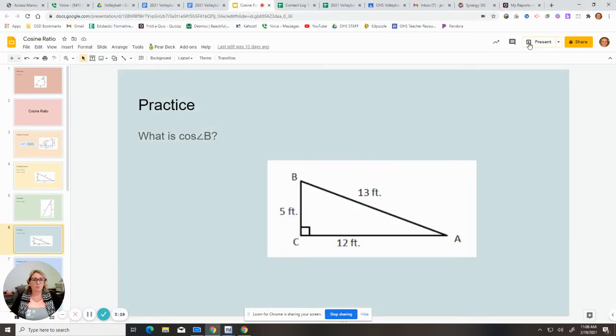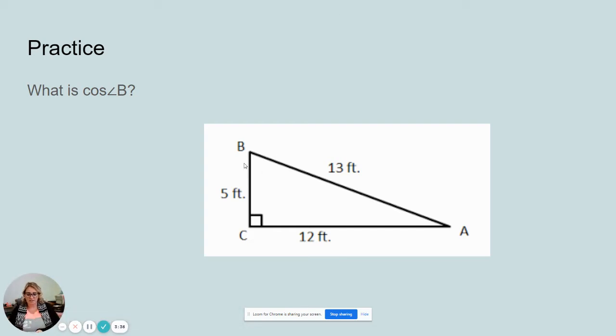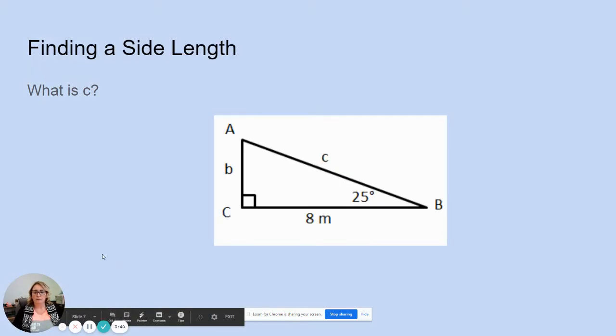I'm going to have you guys practice with this one. We are looking for the cosine of angle B. You're just going to set up the ratio for adjacent over hypotenuse.